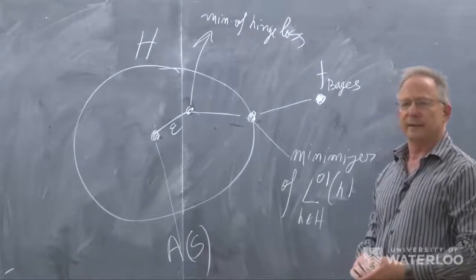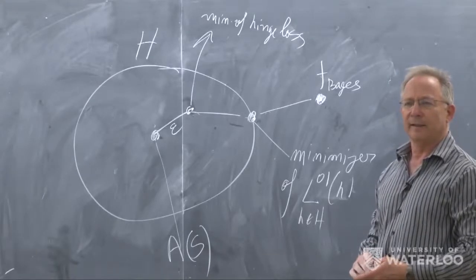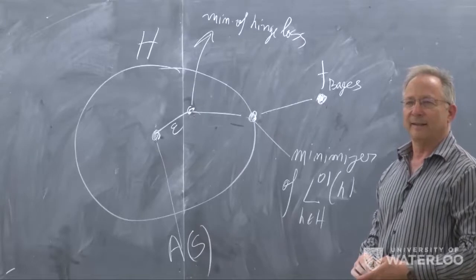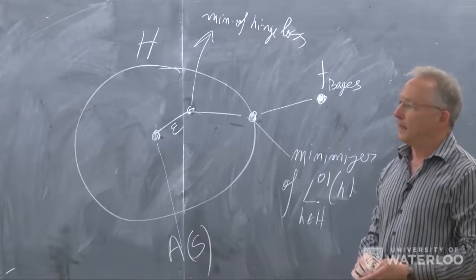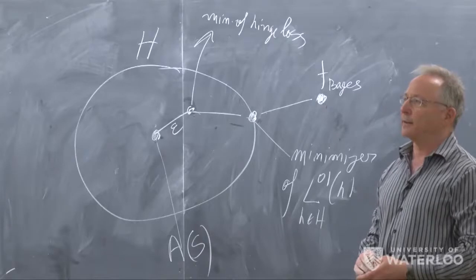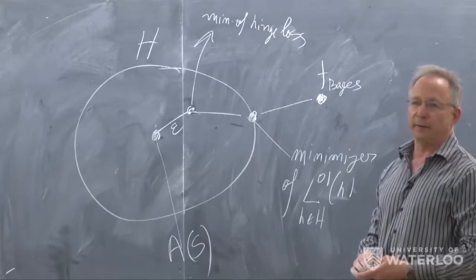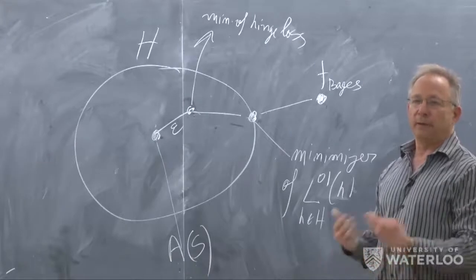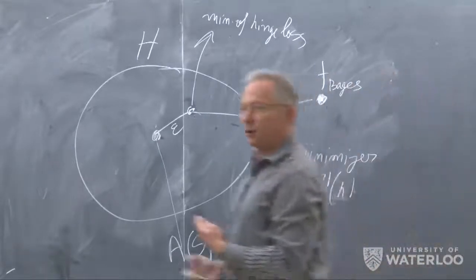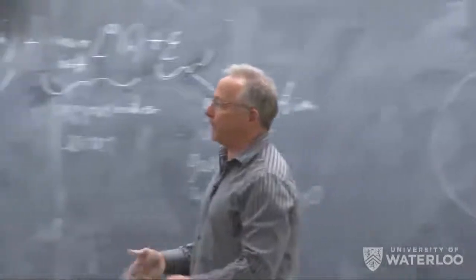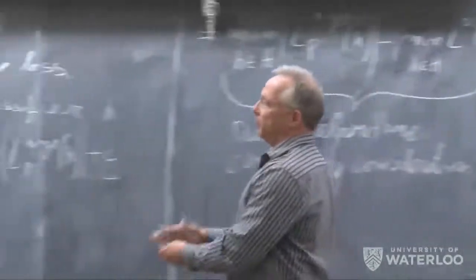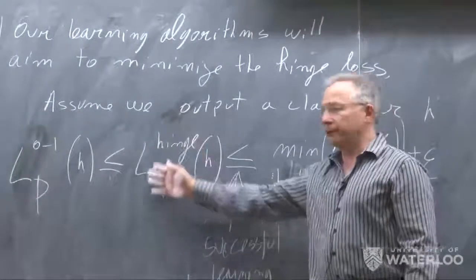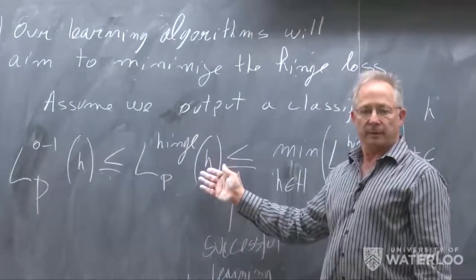Yes? Sorry, I'm a little bit confused. Is the H that is generated a member of the big class H? Yeah, my big class H will be the class of all linear classifiers. So I'm outputting a linear classifier. Our optimization problem is to find the linear classifier of norm at worst 1 that minimizes the hinge loss. That will be a convex optimization problem.